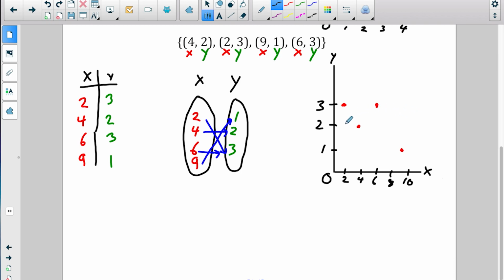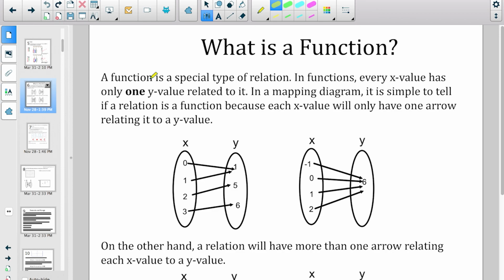And again, since we aren't sure if there are actually data points in between, for example, the 2 and the 3, I cannot connect these. I cannot simply assume that there is actually data in between what is given to me. So now we're going to talk about the difference between functions and relations.